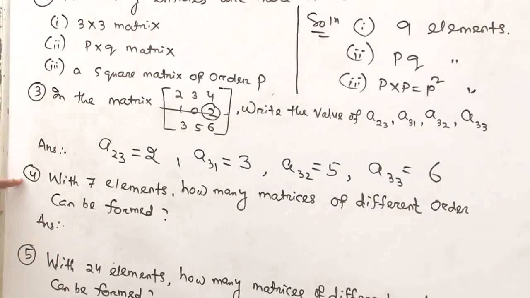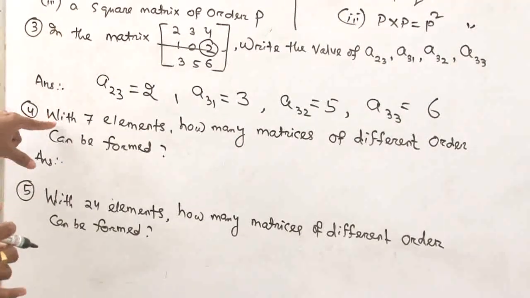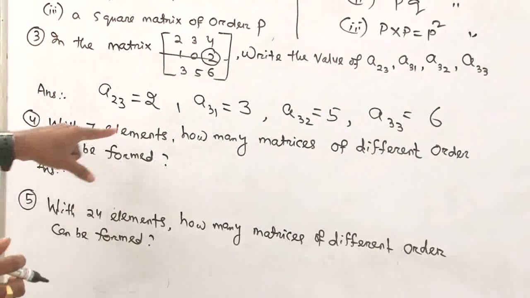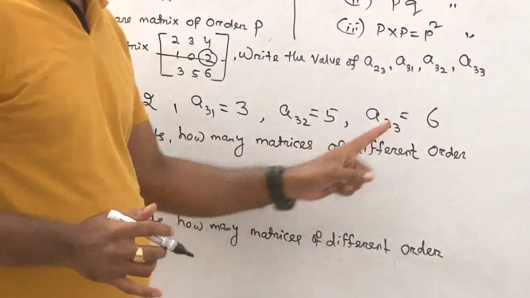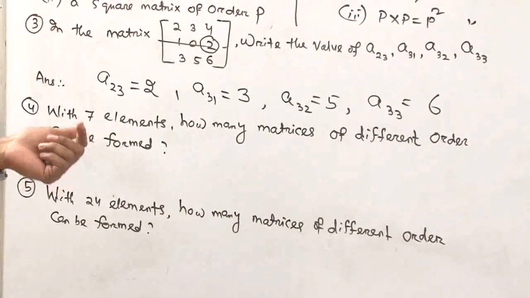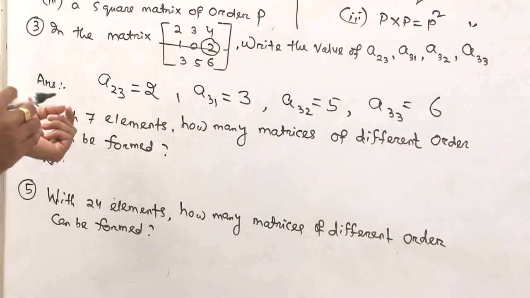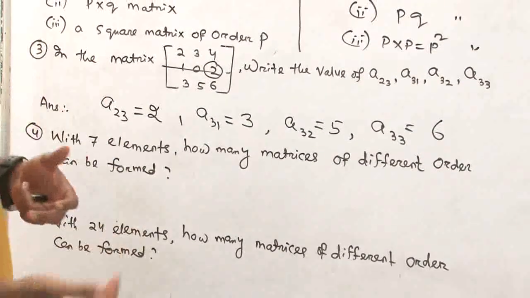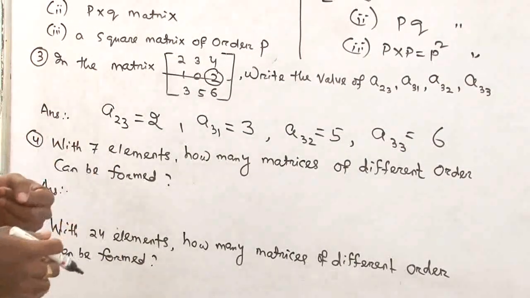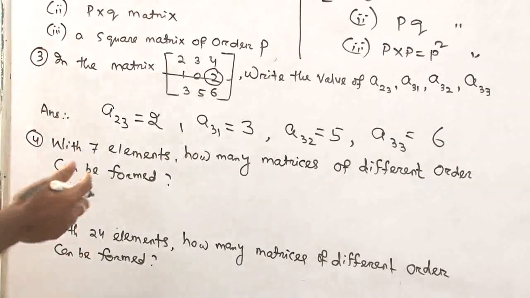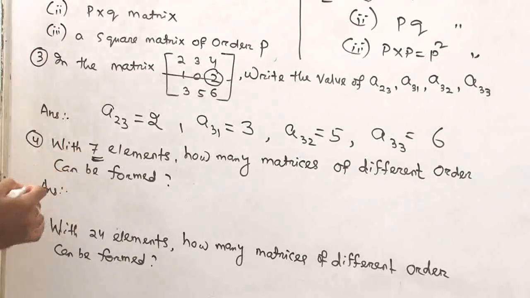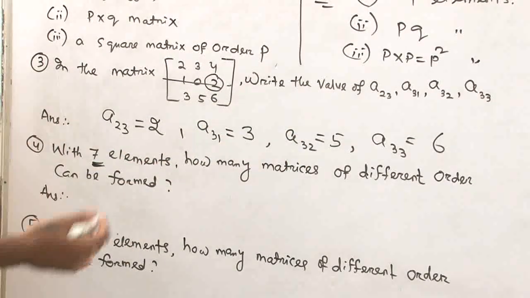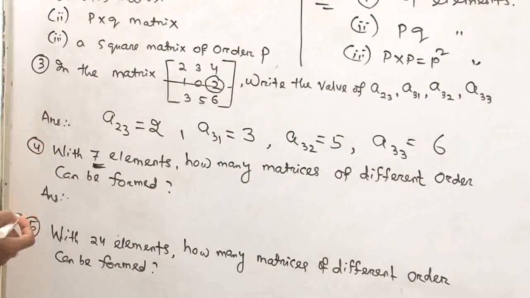Now proceed to question number 4. With 7 elements, how many matrices of different order can be formed? That means given 7 elements, we have to construct how many matrices having 7 elements. Given 7 elements, how many matrices of different order can be formed?